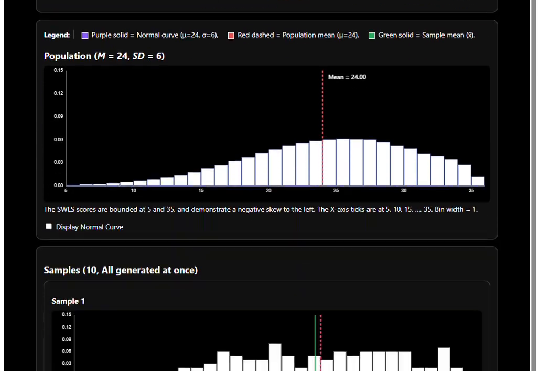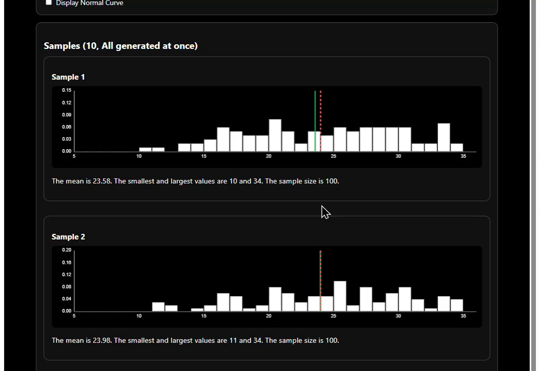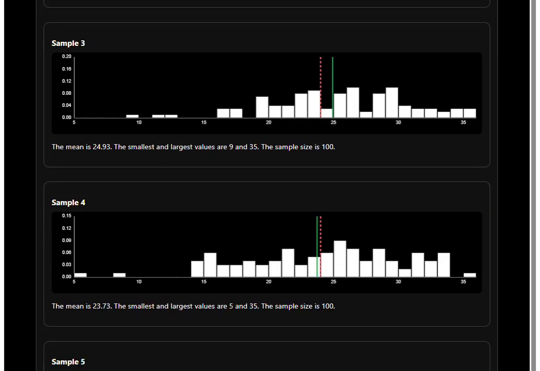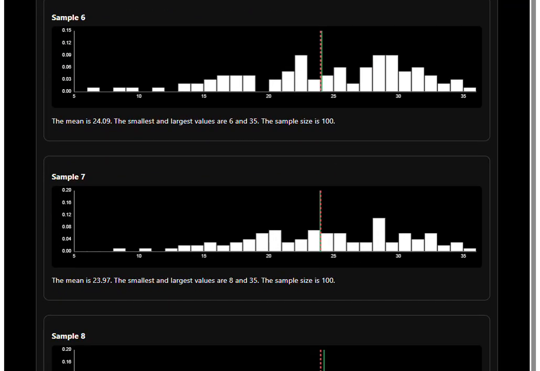For a sample size of 100, take a look now at how similar the sample mean is to the population mean. For sample 2, they're literally right on top of each other. The better the sample is at representing the population mean, the easier it would be to detect later on an effect of a treatment.